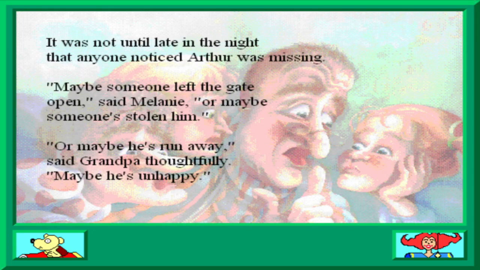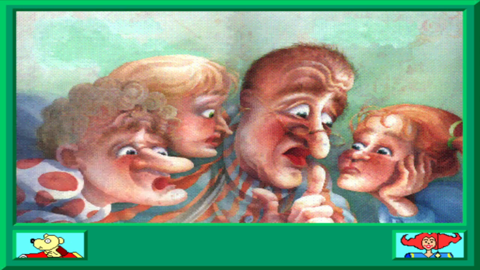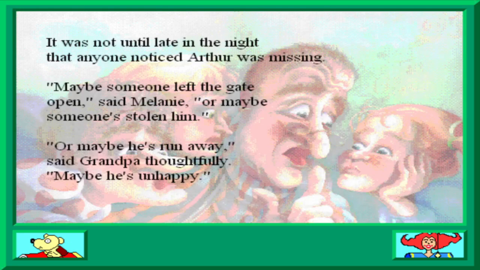Melanie thought she knew how Arthur got away. Click the word that means the gate was not closed. Open. Right, the gate was not closed, it was open. Grandpa thought he knew why Arthur ran away. Click the word that tells what Grandpa thought Arthur felt. Unhappy. Grandpa may have been right. Let's go on with the story.